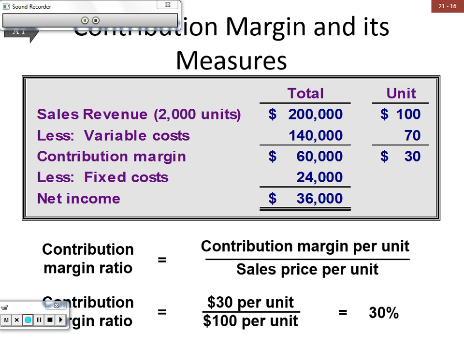So contribution margin ratio. Contribution margin is sales minus variable costs. Contribution margin ratio is the contribution margin per unit divided by sales price per unit. When you're doing per unit contribution margin, you just simply take the selling price per unit minus the variable cost per unit to get that contribution margin per unit, and then you divide that into the sales price per unit. So they're showing you with this example, the contribution margin per unit was $30 divided by that selling price per unit, which was $100, gives us a contribution margin ratio of 30%.